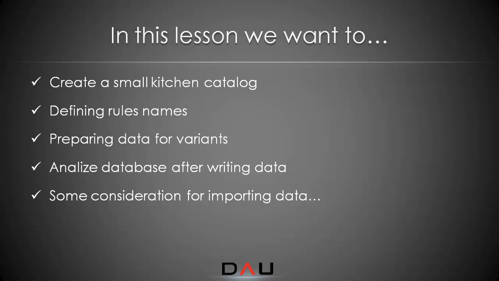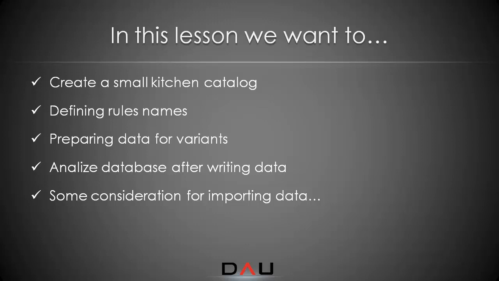To define the names of the rules that we'll use for this catalog, the main ones will be only three: a rule for the bases, a rule for the cabinets, and a rule for the columns. Prepare some data for the versions. See at the end how the database is structured after the data insertion. This reconnects us to what we have seen in the previous lessons, and therefore we may also make some considerations on the possibility to import the data from external databases, which happens quite often.